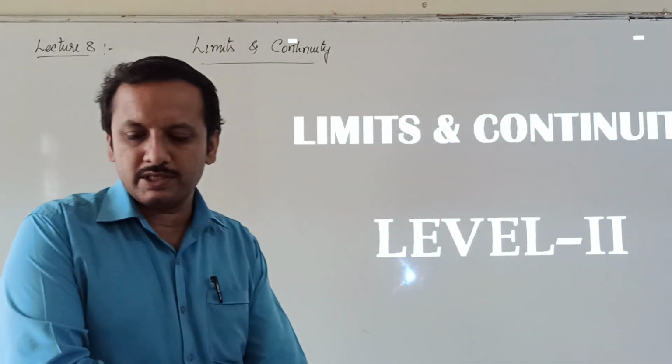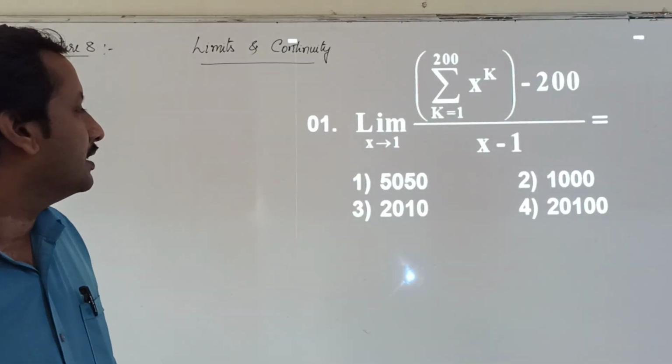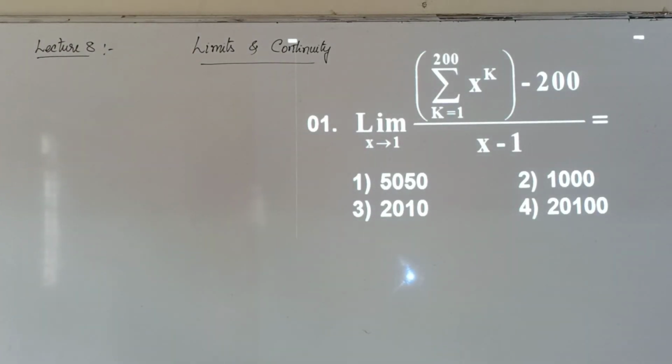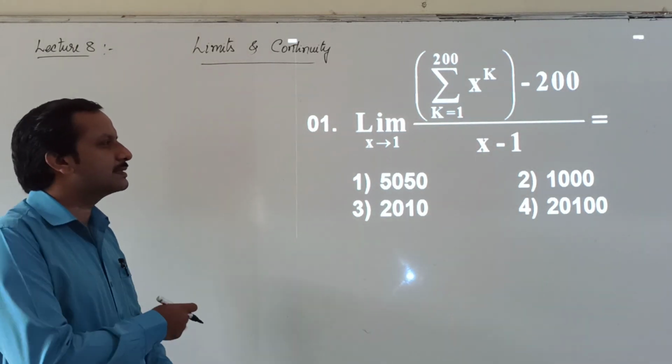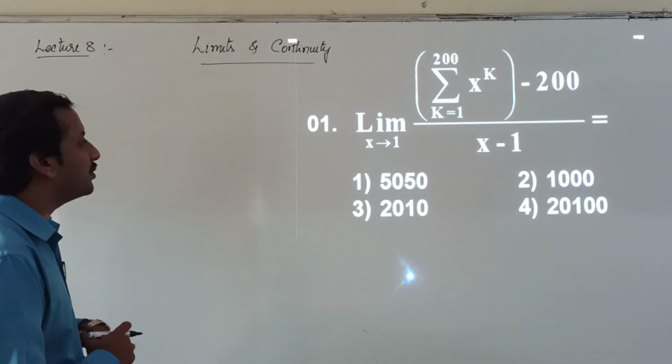Okay, students, now we will discuss level 2 problems. The question number 1: limit x tends to 1, summation k from 1 to 200, x power k minus 200, divided by x minus 1, is equal to?